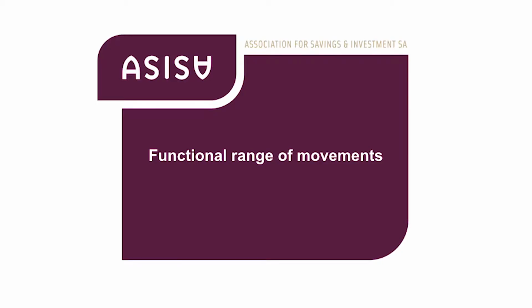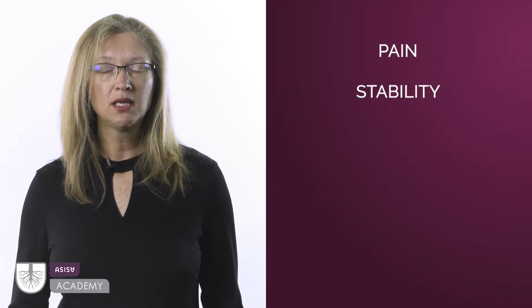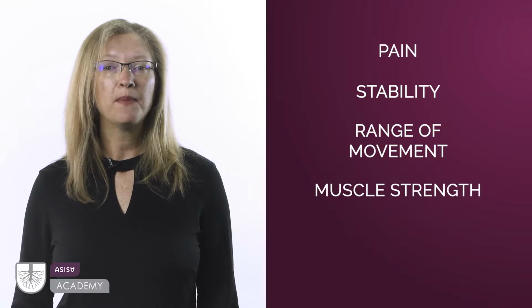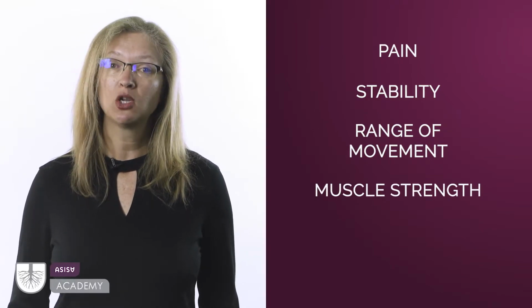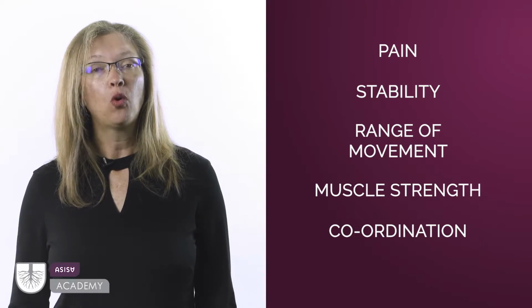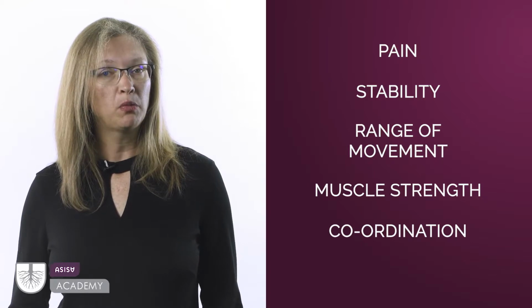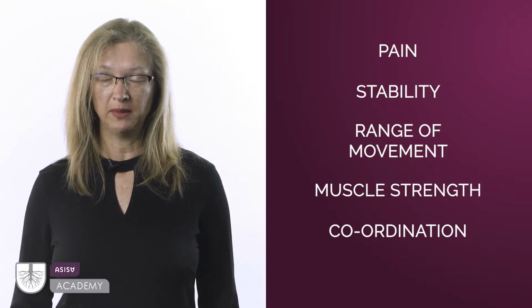The functional range of movements of the musculoskeletal system is important. Some functional considerations that we need to consider in assessing any joint is firstly to look at the pain around the joint, the stability of the joint, the range of movement, muscle strength, as well as coordination, which is obviously important for coordinated movements. Usually, if coordination is a problem, there is some nerve involvement.